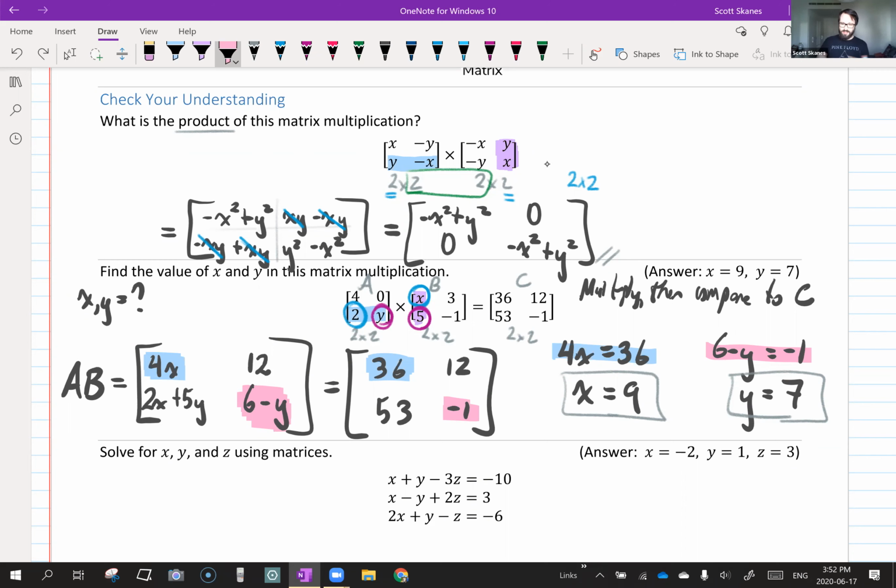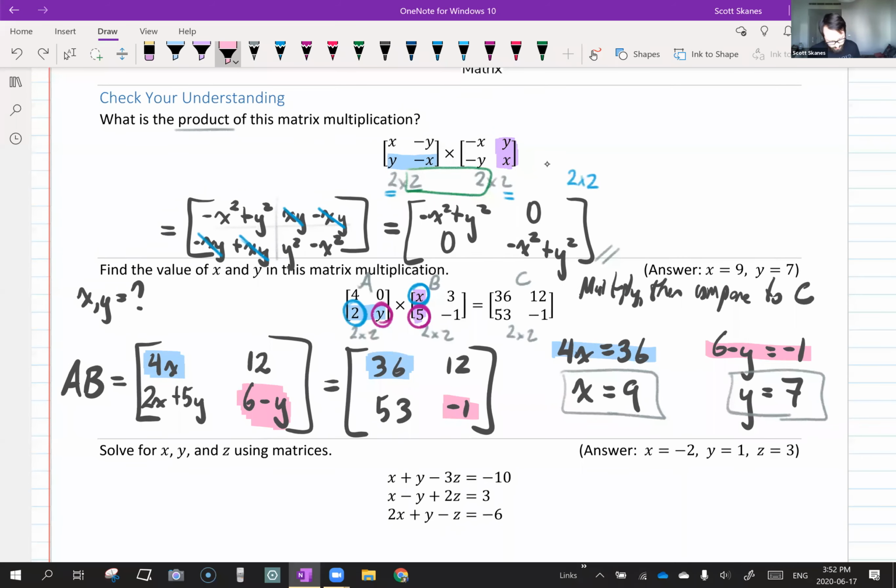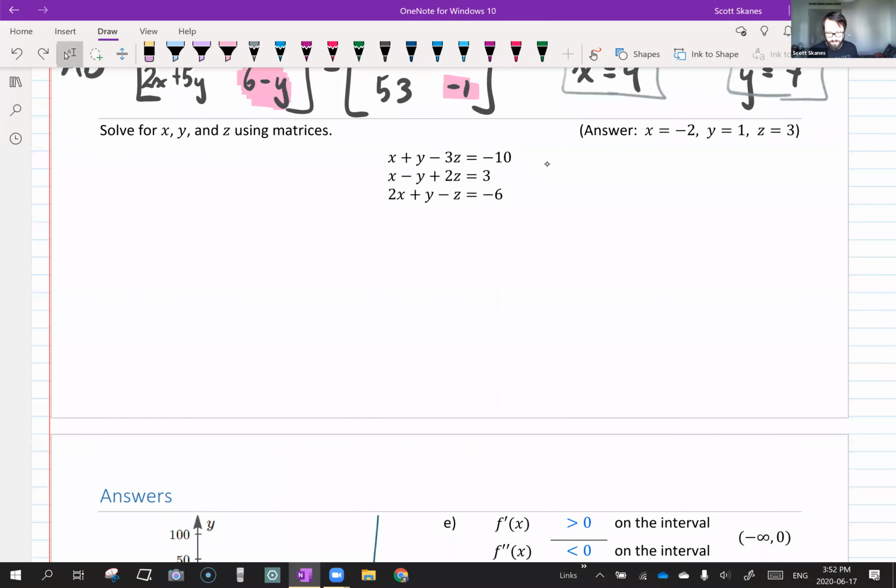Okay, did you catch what's going on, Ibrahim? I'm only looking for x and y, so I just took the elements that I needed. Okay, solve for x, y, and z using matrices. I'm not going to solve this whole thing. I just want to remind you how you would.